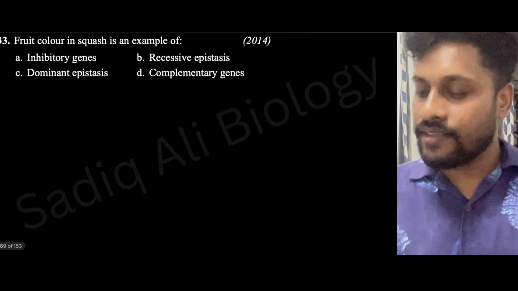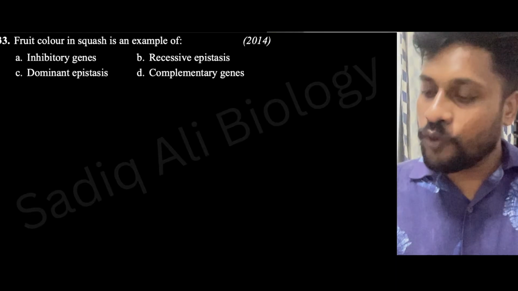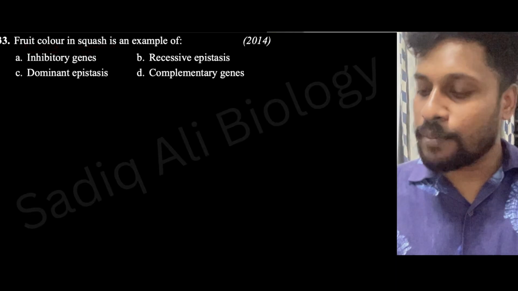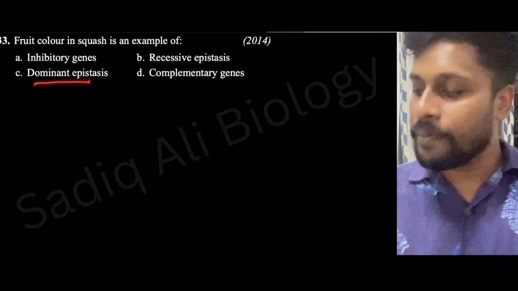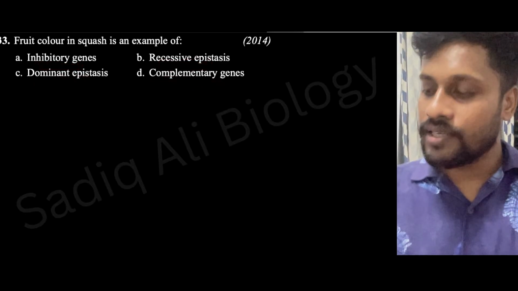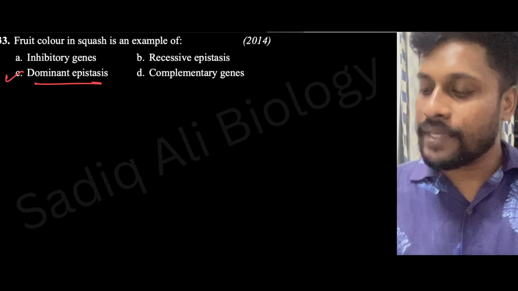Now, question 33. Fruit color in squash is an example of inhibitory genes, recessive epistasis, dominant epistasis, or complementary genes. Here the answer will be dominant epistasis.